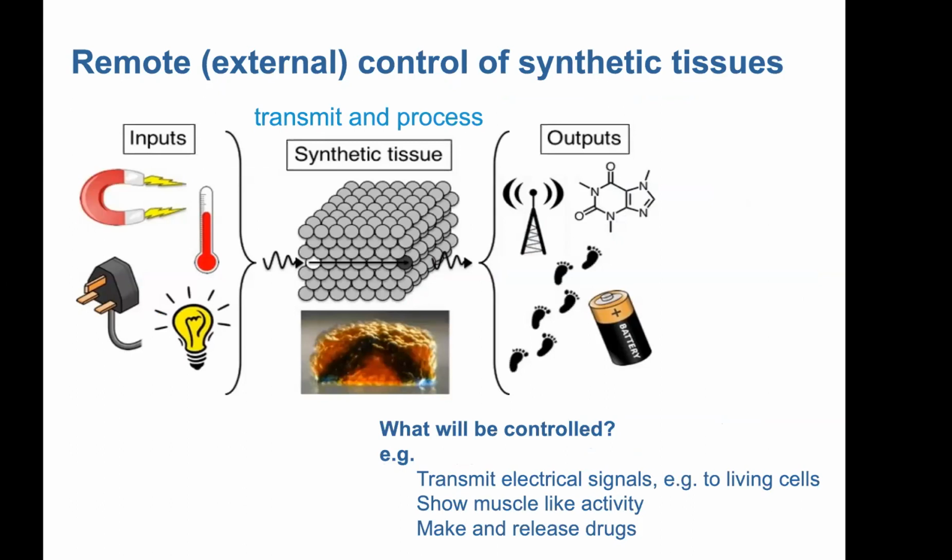So based on those ideas, we would like to expand this idea of making synthetic tissues where we can have various inputs, transmit and process signals within the tissues, and then have various outputs. And we would use these, for example, to transmit electrical signals to living cells, to produce muscle-like activity, or maybe induce these materials to make and release drug molecules in a patterned manner.